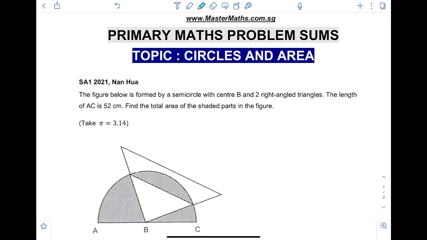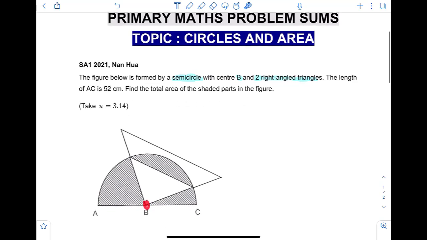Now this question was adapted from Nanhua School, mid-year exams for primary 6. The figure below is formed by a semicircle with center B and two right-angled triangles. Now I can clearly see the semicircle here, and the center is B.